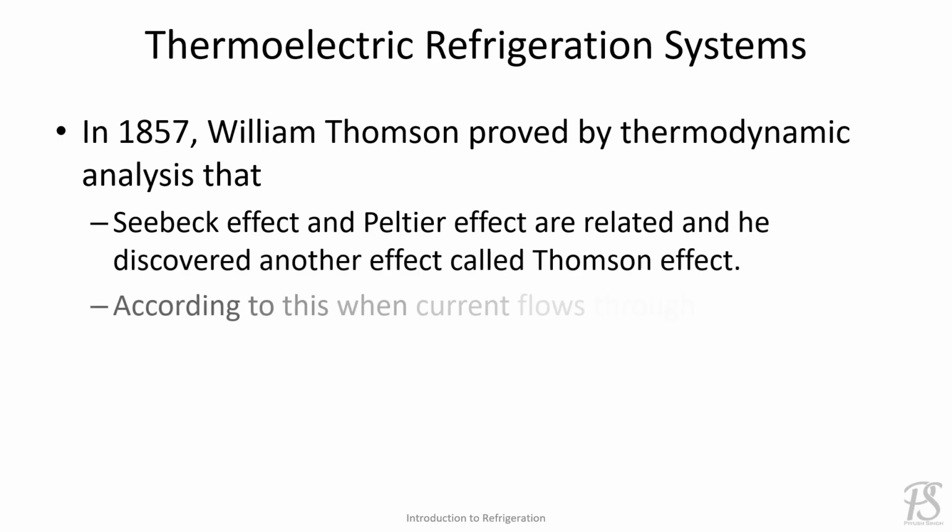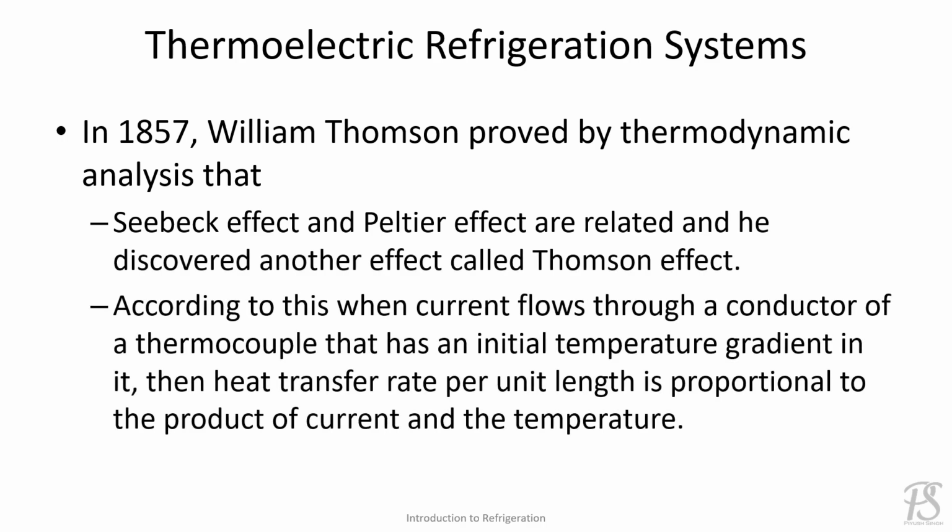In 1857, William Thomson proved by thermodynamic analysis that Seebeck effect and Peltier effect are related, and he discovered another effect called Thomson effect. According to this, when current flows through a conductor of a thermocouple that has an initial temperature gradient in it, then heat transfer rate per unit length is proportional to the product of current and the temperature gradient.